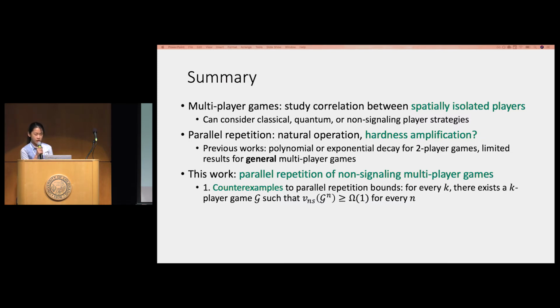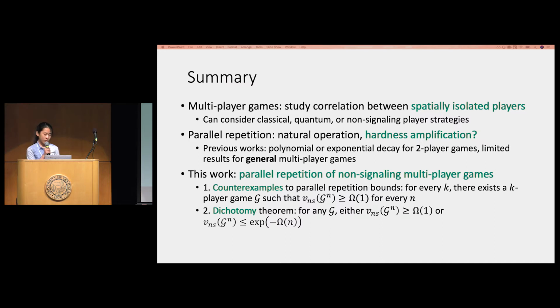Namely, there exist multiplayer games whose n-fold repetitions have non-signaling strategies that win with some constant value. Secondly, we show that there's a dichotomy that characterizes the behavior of the n-fold repeated game: namely, the non-signaling value of the game is at least a constant or must decay exponentially. A lot of the technical contribution of this work actually goes into proving the second theorem.